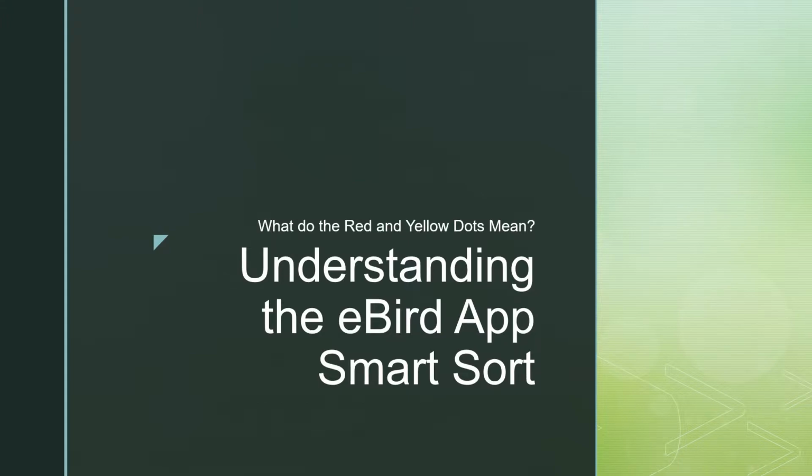Understanding the eBird app Smart Sort, or what do the red and yellow dots mean? Smart Sort was introduced to the eBird mobile app for Android in November 2017 and was added to the iOS version a short time later. The Smart Sort uses the status and area from the eBird frequency generated from eBird data. This status is generated independently from the eBird filters.